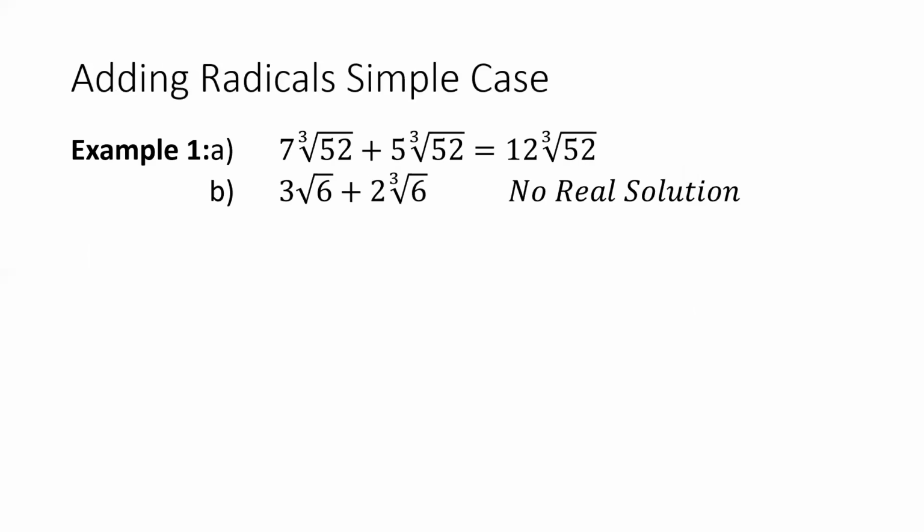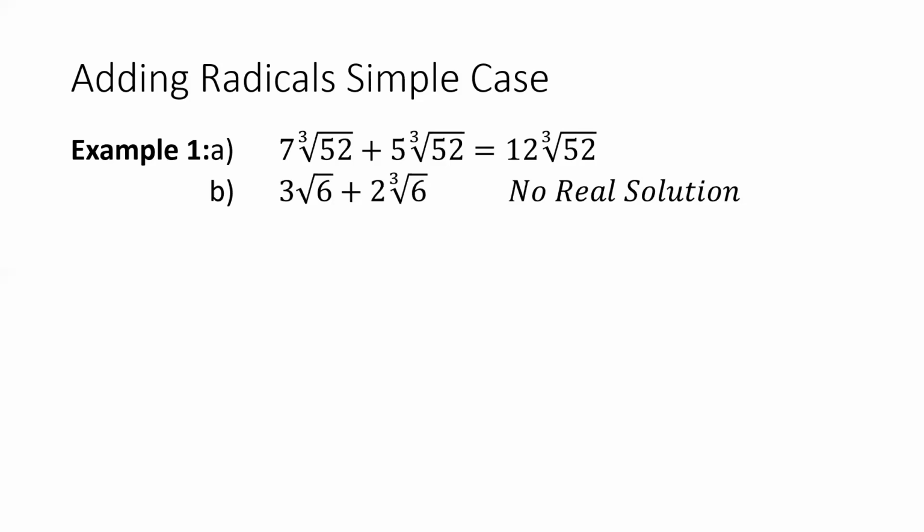And so then I could add or subtract those radicals. So in the simple case, we have this: the roots are the same, the numbers are the same, and so we would just add the numbers in front, very similar to what we did with variables. We add those coefficients, and so 7 plus 5 is equal to 12, so 12 cube root 5 squared.